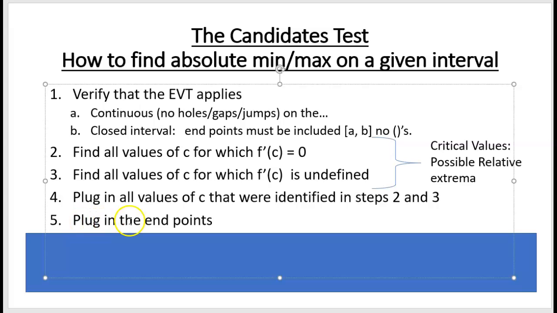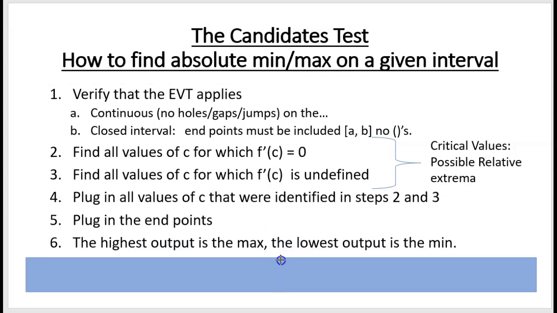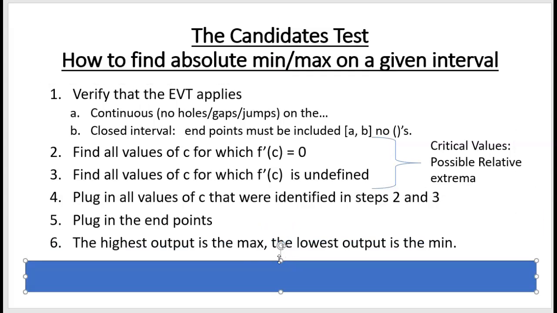We're also going to plug in the endpoints that they give us on our interval to find out what those y values are. Once you're done, you're going to look at all the y values, and whichever y value is the biggest y value, that would have to be your absolute max. And whichever y value is your lowest y value, that would have to be your absolute min. So that's how we do the candidates test. Make sure that there are some extrema first. Find the relative extrema by finding the critical values.